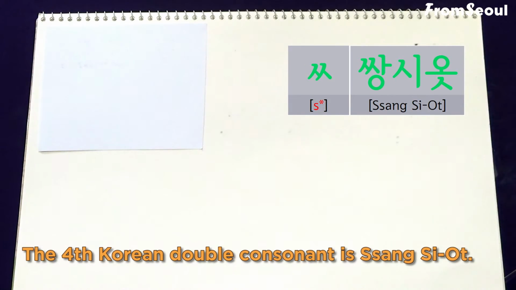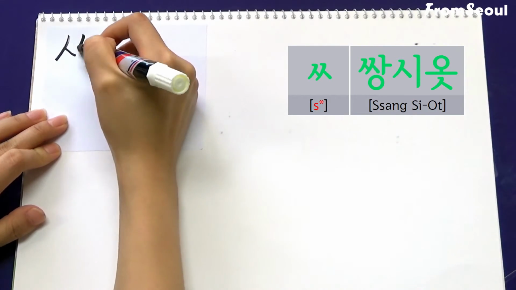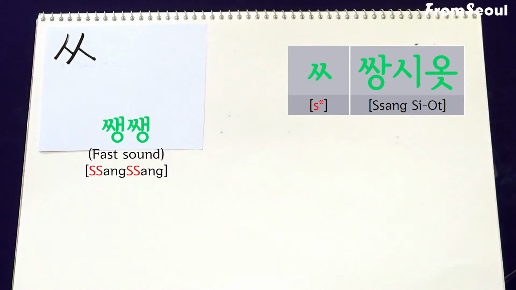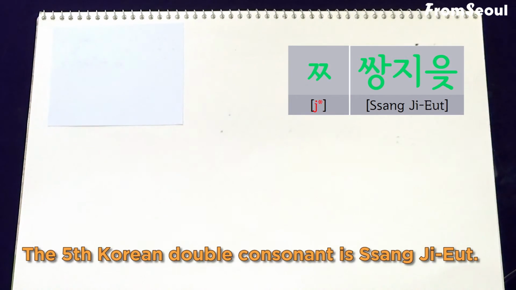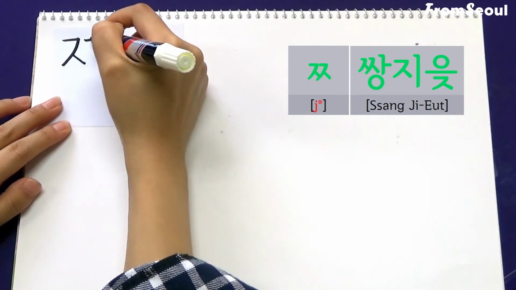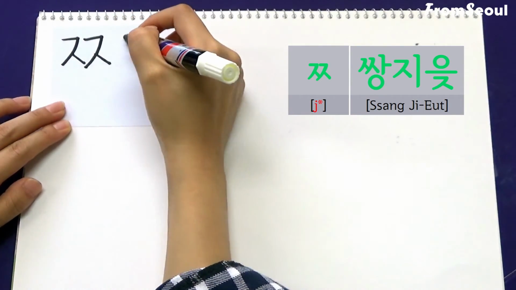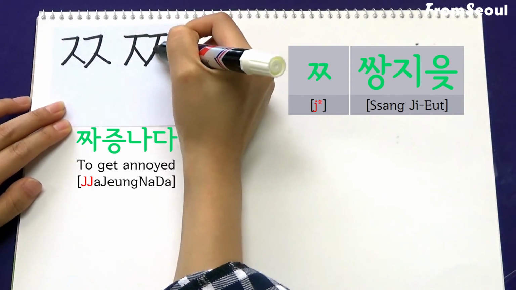The fourth double consonant is 쌍시읒. As usual, you just write 2 시읒. The pronunciation is 쓰, a lot like 쌩쌩, 쌀, or 쓱싹쓱싹. The last double consonant is 쌍지읒. As usual, you just write it right next to each other. And the pronunciation is 쯔, a lot like 짜장면, 짜다, 짜증나다, or 쩔어.